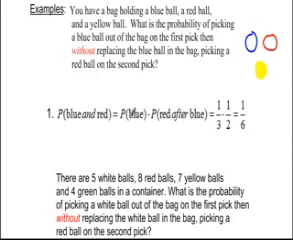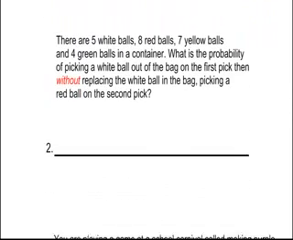Alright, so if on the first draw I pull out a blue, that means I no longer have the blue. But on the first draw, the probability of getting a blue is 1 out of 3. But since I no longer have it in the bag, my probability for red after the blue is gone is 1 out of 2. So we have 1/3 times 1/2 equals 1/6. Alright, so let's look at the next example.